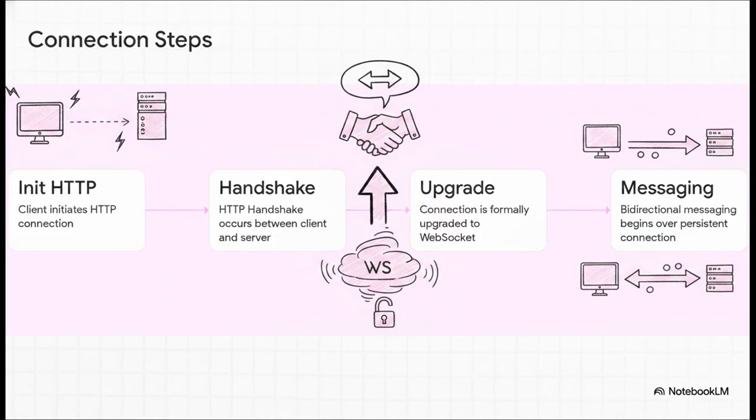WebSockets cleverly start their life as just a standard HTTP connection. This is such a smart design choice because it easily bypasses standard corporate firewalls that are already set up to allow traffic on ports 80 or 443. So first, the client initiates that standard connection. Second, a well-defined handshake occurs. Third, the connection gets formally upgraded. And fourth, the bidirectional messaging finally begins.